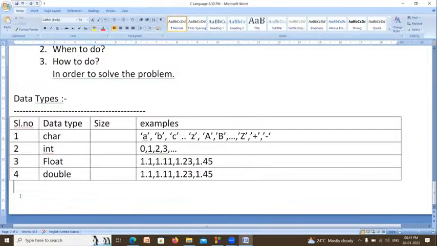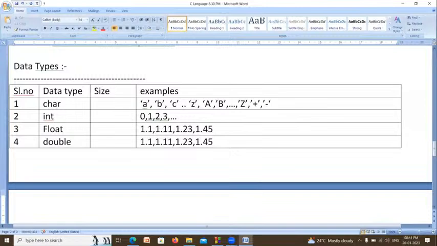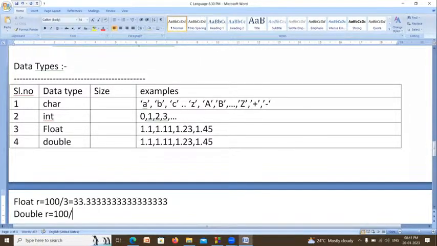The difference between float and double is like this. Suppose I take a float, result equal to 100 by 3. When you divide 100 by 3, what should be the answer? The answer is 33.33333 and so on. Now I create a double, result equal to the same 100 by 3. Then also you will get the answer 33.33333 and so on.